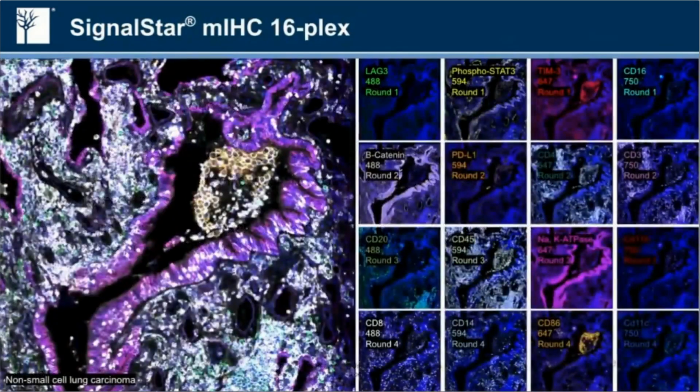And here's the example of the 16-plex. Please let me know if you have any more questions or interest in understanding more about how to get to that 4th round. Again, all 16 antibodies are added at once in the first round of imaging.